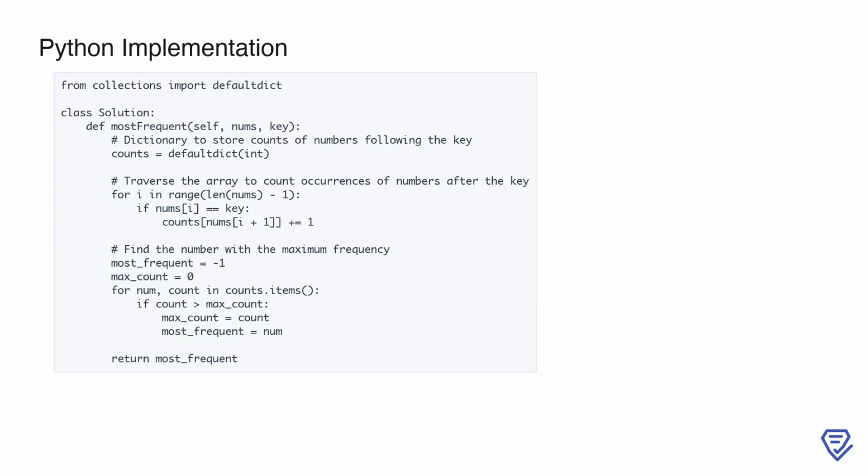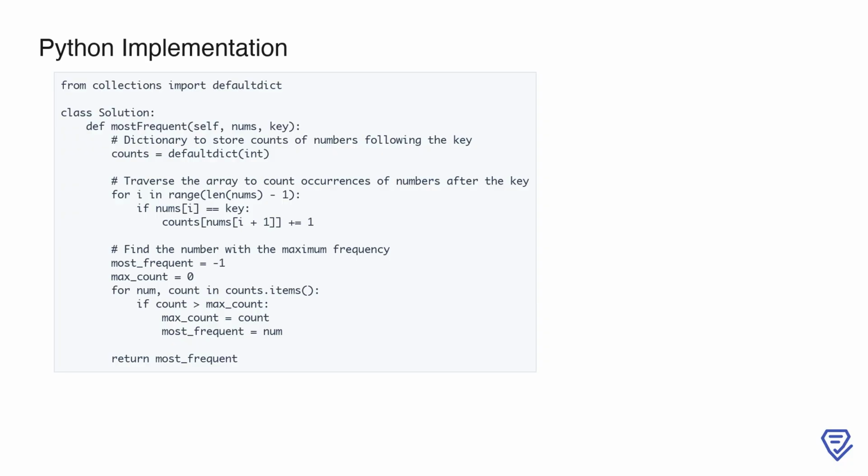After counting all occurrences, the algorithm iterates over the dictionary to determine the number with the highest frequency. Two variables, most_frequent and max_count, are used to track the most frequent number and its count. If a number's frequency exceeds the current max_count, the most_frequent and max_count values are updated accordingly. Finally, the function returns the most_frequent number.